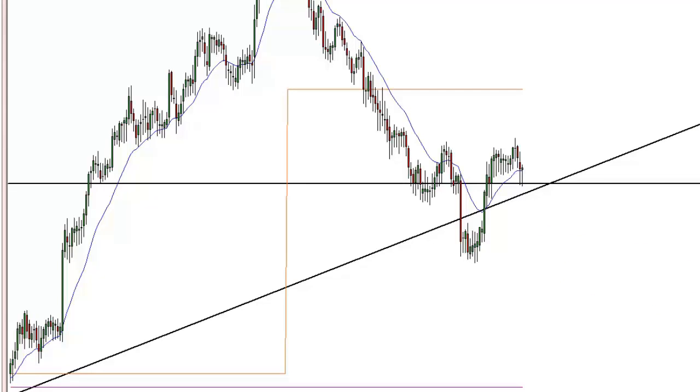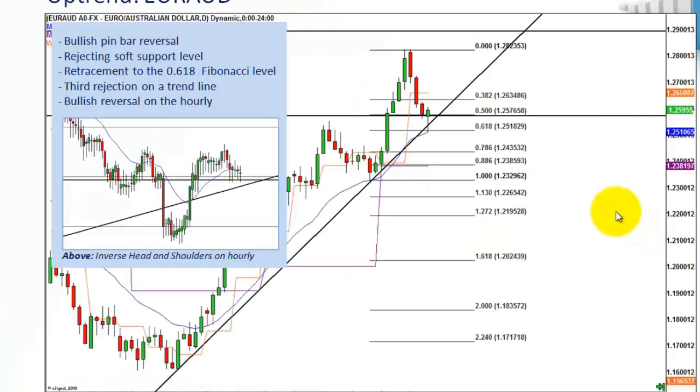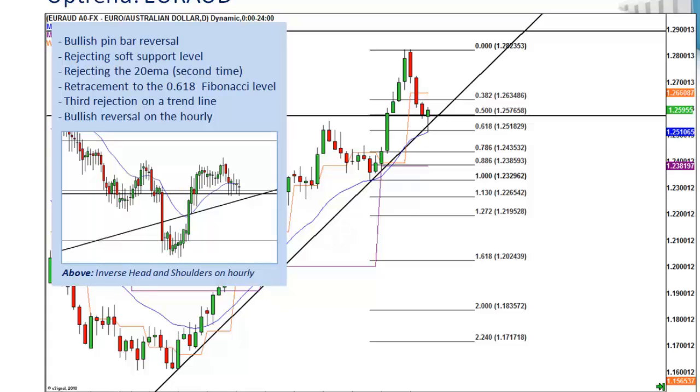So we've got, in addition to 4 reasons, another reason to trade this long. So 5 reasons for a long is a very solid case for a trade. We've got it summarized here with a bullish pin bar reversal, rejecting a soft support level, the horizontal level right here. We've also got trend line, third rejection, 20 EMA. So as you can see here, we've actually got a total of 6 reasons to go long.